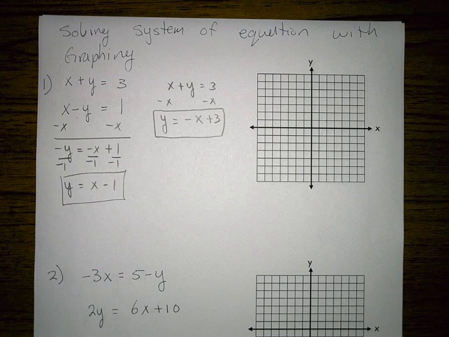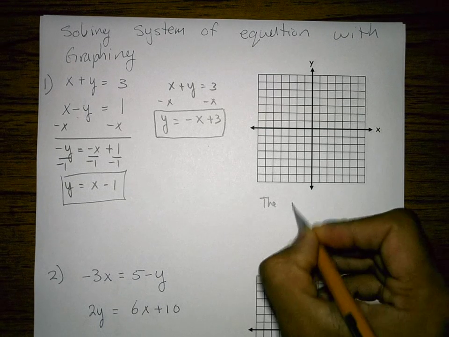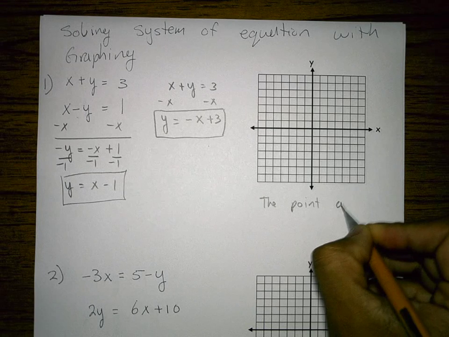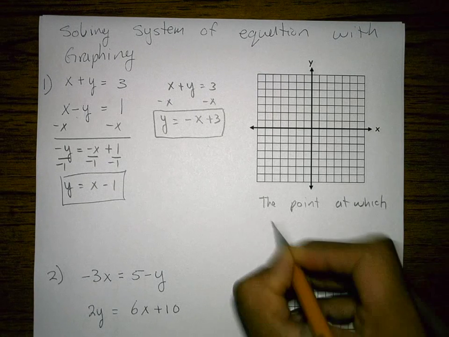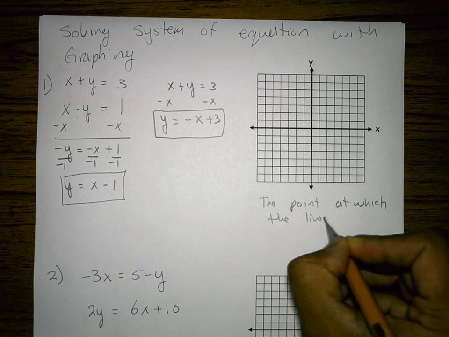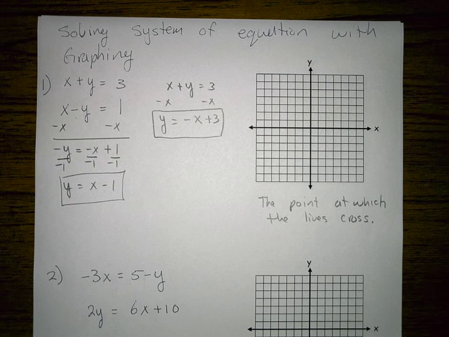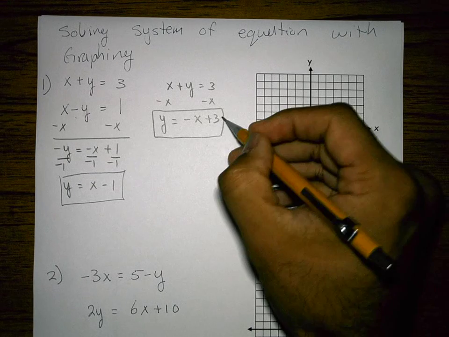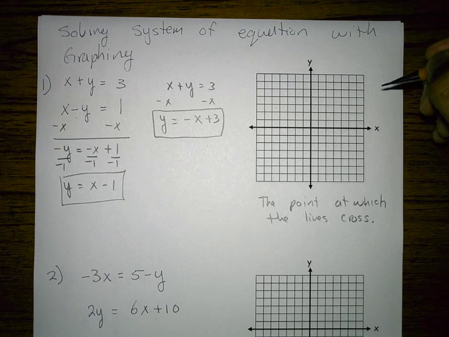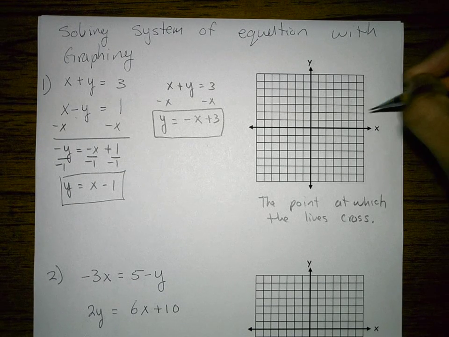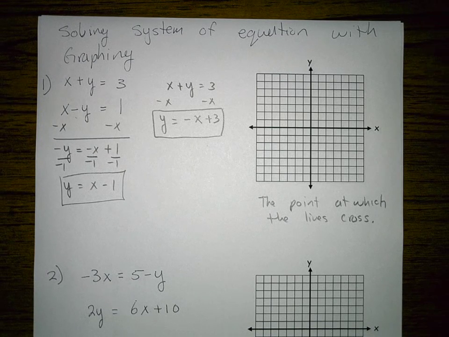So the definition of a solution to a system, the answer that I'm trying to get here, is basically all I'm trying to do is find the point at which the lines cross. That's all I need. Just find the point at which the lines cross. So I'm going to graph this one. You have to be really precise here, because if you draw your lines kind of crooked, they're not going to cross at the right place.